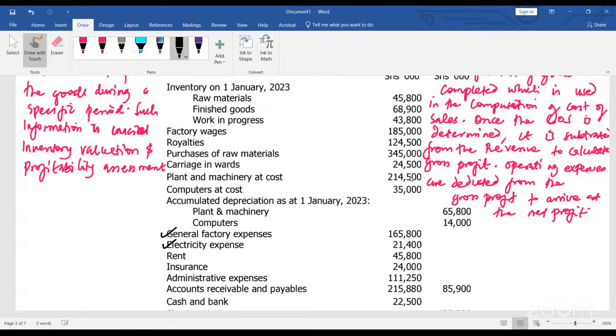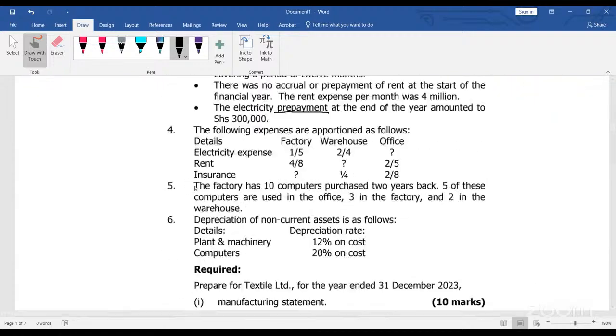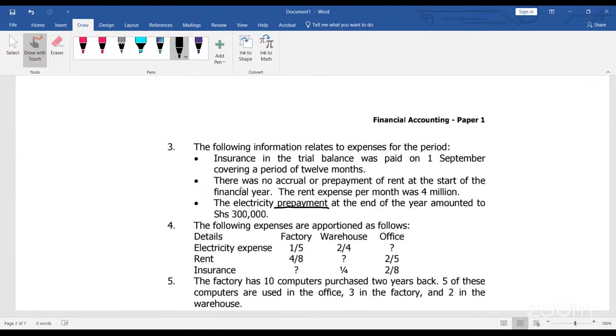So from the electricity, there is also rent. Let us check on the rent. When it comes to rent, if there are any adjustments to make, there was no accrual or prepayment of rent at the start of the financial year. The rent expense per month was how much? The rent expense per month is 4 millions.